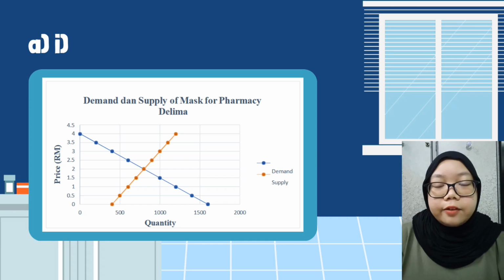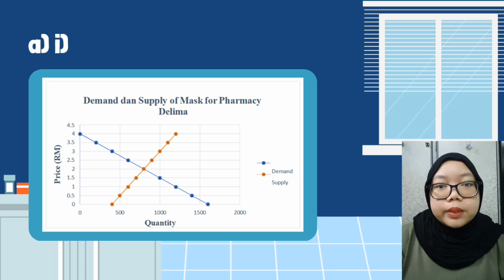Demand and supply of masks for Pharmacy Delima. As we can see, this graph shows two lines, the blue line for demand and the orange line for supply. The demand line slopes downward from left to right, indicating that when the price of masks decreases, the quantity demanded increases. This is in line with the law of demand.